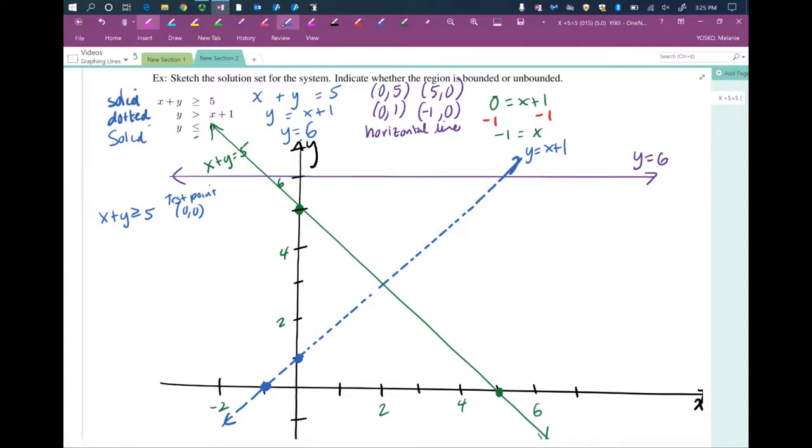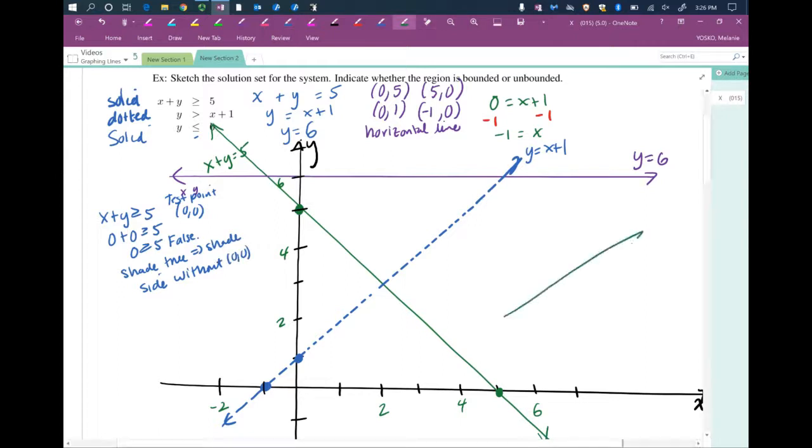So we're going to plug in the test point, which means this x and this y. We're going to plug in x equals 0, y equals 0 and see what happens. We get 0 plus 0 is greater than or equal to 5. 0 is greater than or equal to 5. That is false. We are always going to shade the true. So that means we're going to shade the side without the point 0, 0.